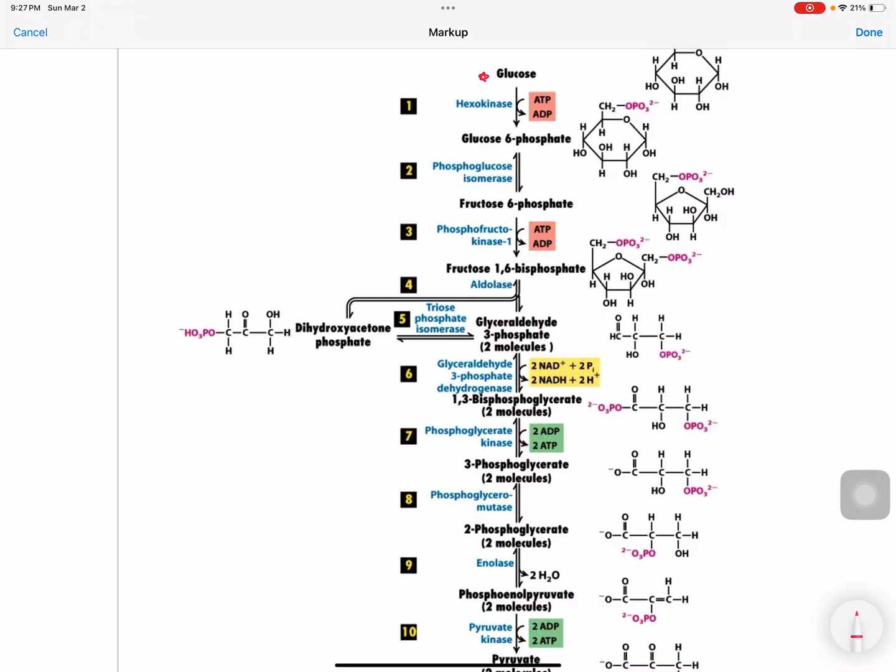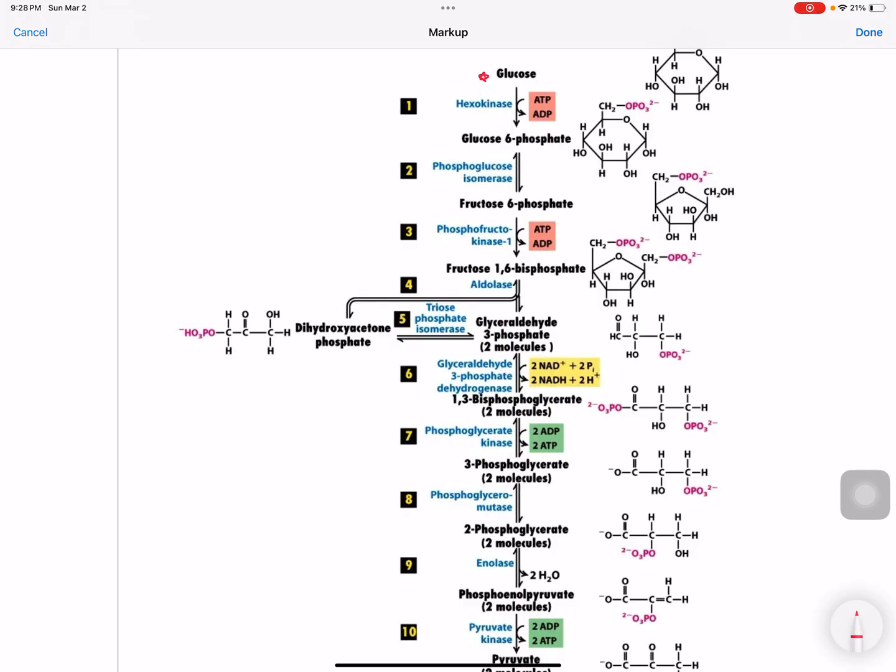So, this process does not require oxygen, meaning it is an anaerobic process and can occur in both aerobic and anaerobic conditions. Yes, it's true that glycolysis is an anaerobic process, but it can also occur in aerobic conditions. So now let's go through glycolysis step by step.